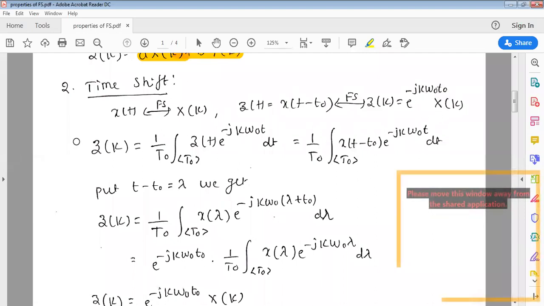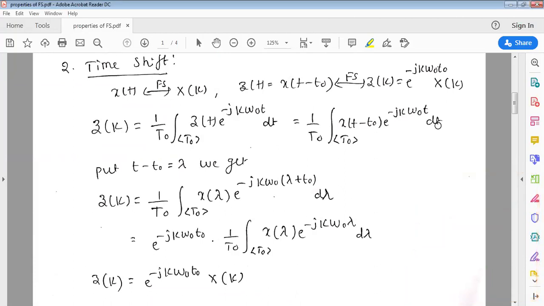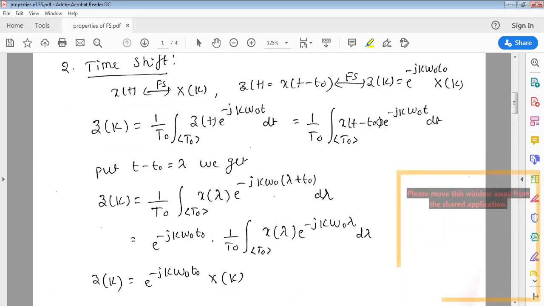How do you do that? Once again, adopt the same procedure. What is z of k? z of k is equal to 1 by T naught integral over a period of T naught z of t e power minus jk omega naught t. This basic equation you take, and now what is your z of t? z of t is nothing but x of t minus t naught. So 1 by T naught integral over a period of T naught x of t minus t naught into e power minus jk omega naught t into dt. Now I will put the substitution: t minus t naught is equal to lambda.